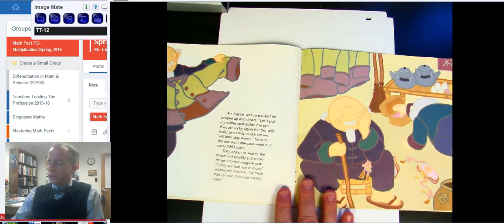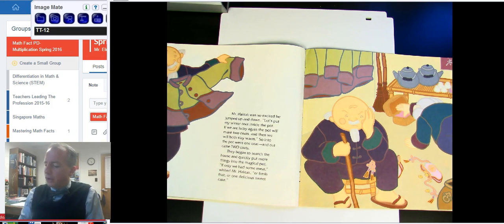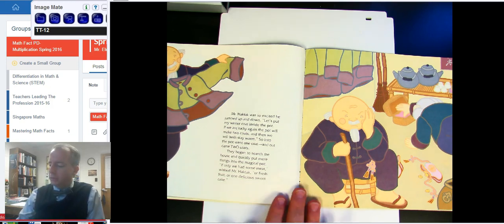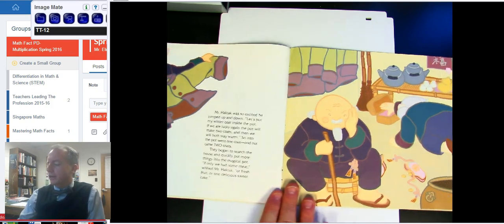Mr. Hack Tack was so excited he jumped up and down. "Let's put my winter coat in the pot. If we're lucky again, the pot will make 2 coats, and then we'll both stay warm." So into the pot went 1 coat, and out came 2 coats. They began to search the house and quickly put more things into that magical pot. "If only we had some meat," wished Mr. Hack Tack, "or fresh fruit, or 1 delicious sweet cake."